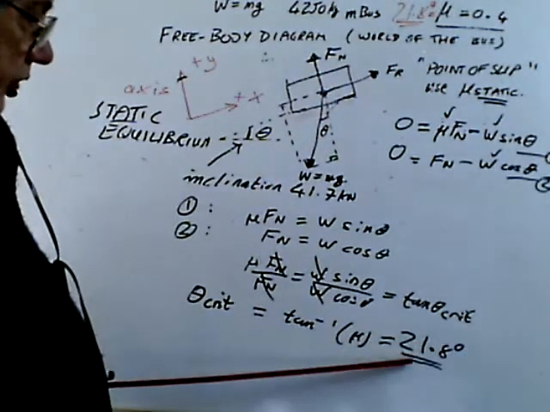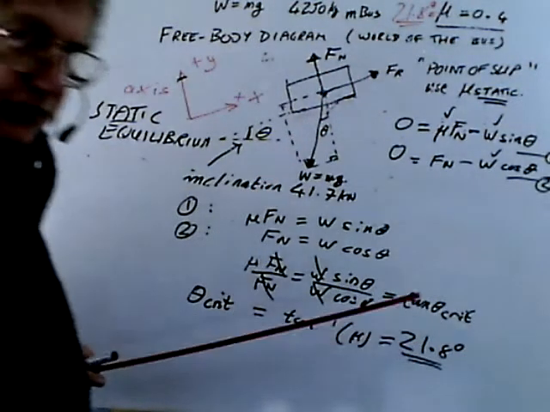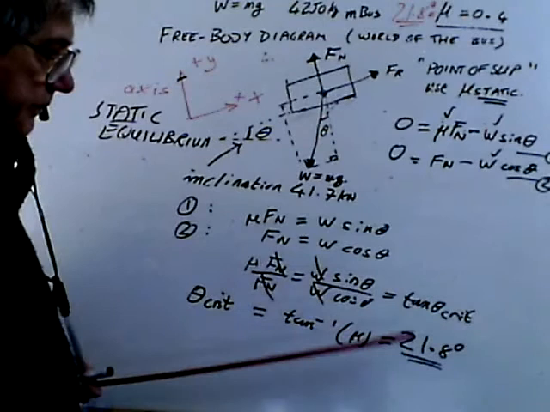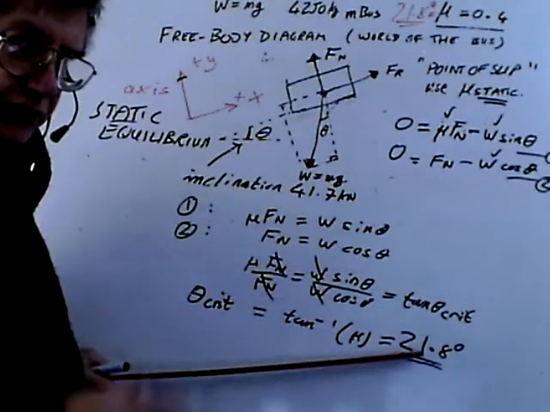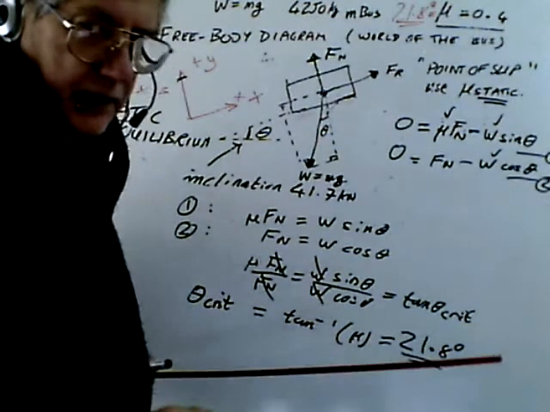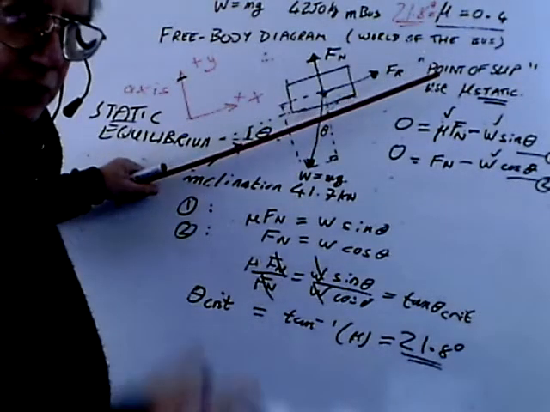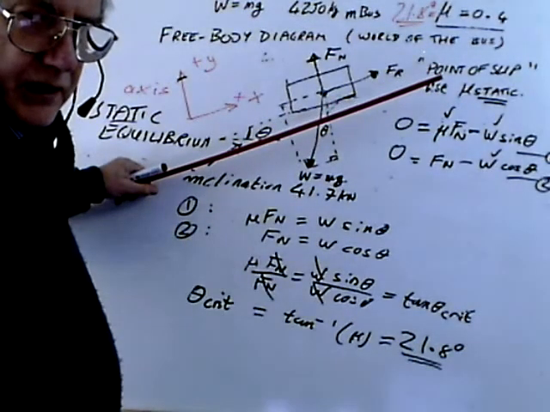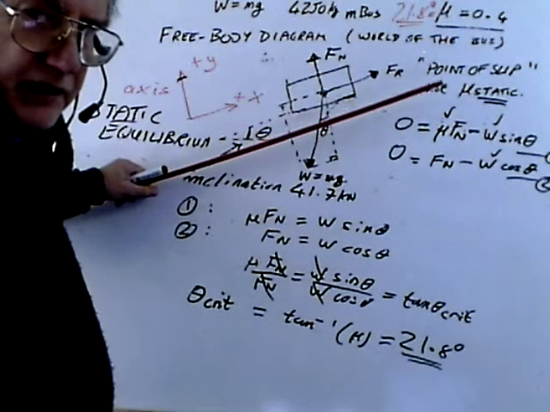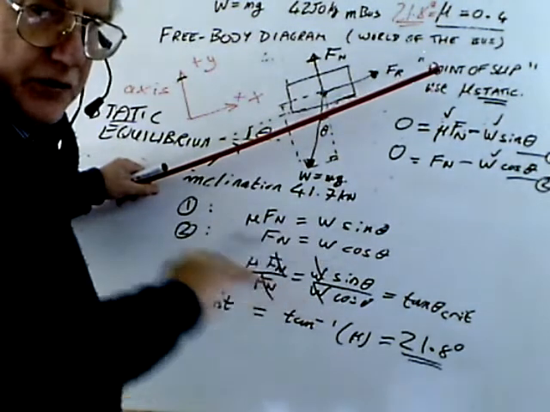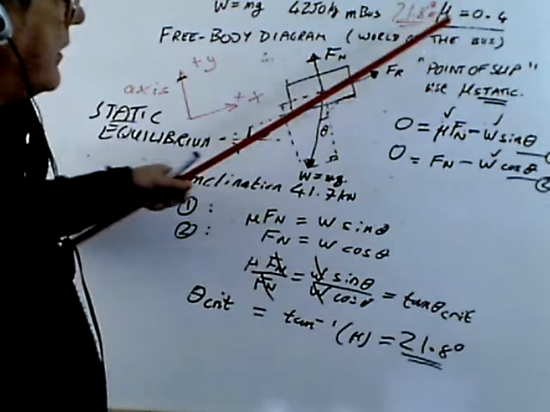This angle does not depend on the mass of the bus. It doesn't matter how heavy the bus is. That angle is fixed, and that's important. So we don't have to worry about, as we design roads to have a maximum angle, how heavy the bus is. It's irrelevant. So we can design a road.